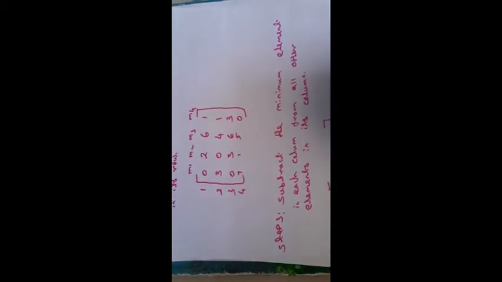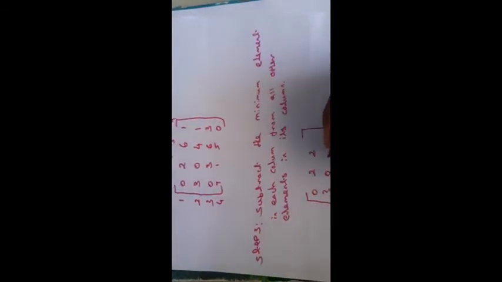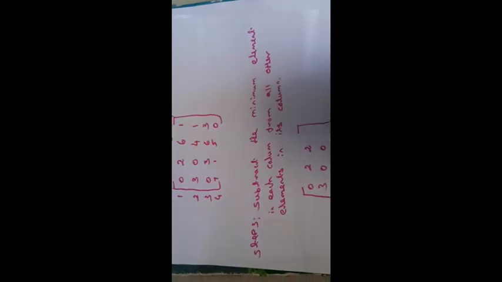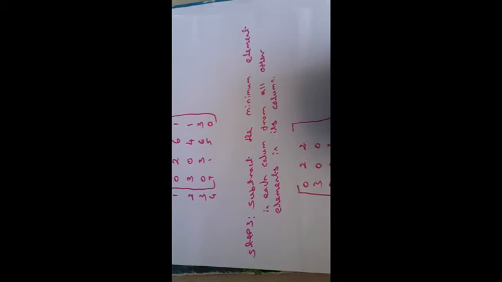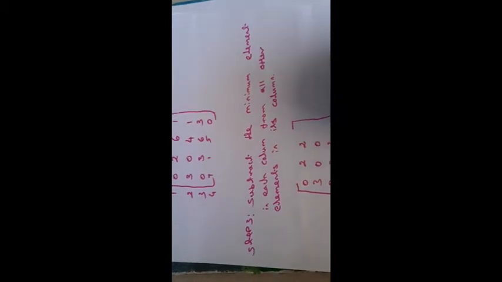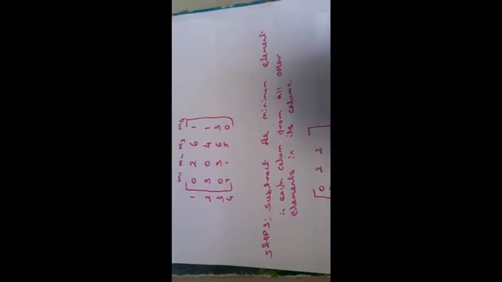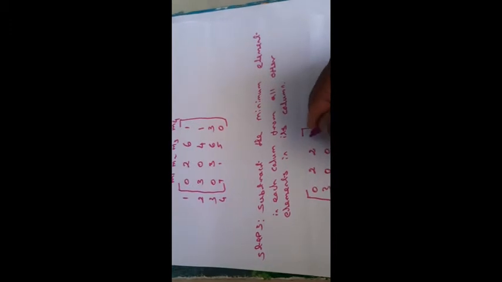The second column has 0, 2, 0, 3, 1. The third column has no 0. We need to select the minimum value. The minimum value is 4. 6 minus 4 is 2, 4 minus 4 is 0, 6 minus 4 is 2, 5 minus 4, the result is 1. The fourth column has 0, so the same will appear.